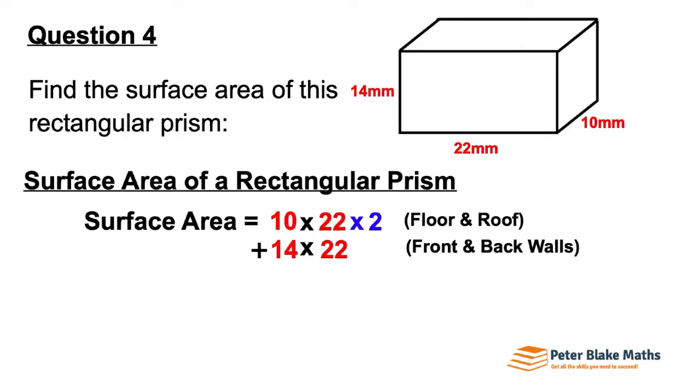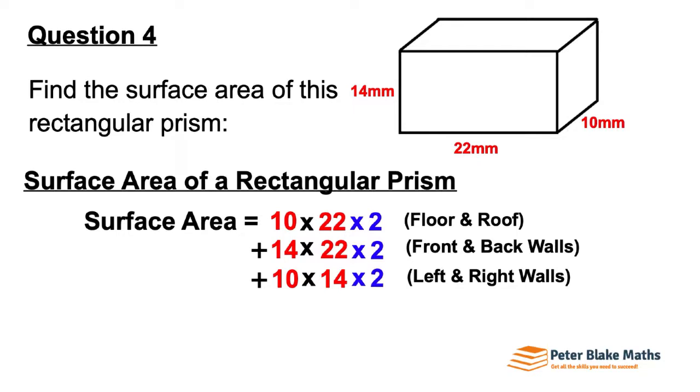Alright, we then have 14 times 22 for the front wall. And we've also got one of those on the back wall too, so we'll times that by 2. 14 times 22 times 2. Then the ones we still have to do are 10 times 14 for the left and the right walls. And because there's 2 of those, we need to multiply that by 2.